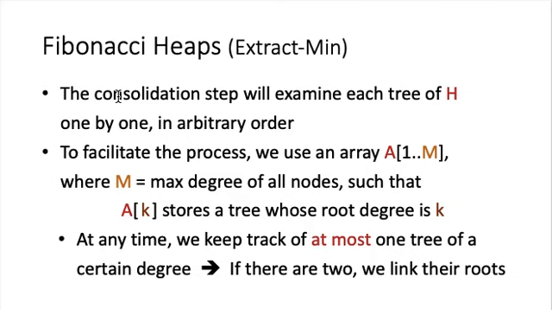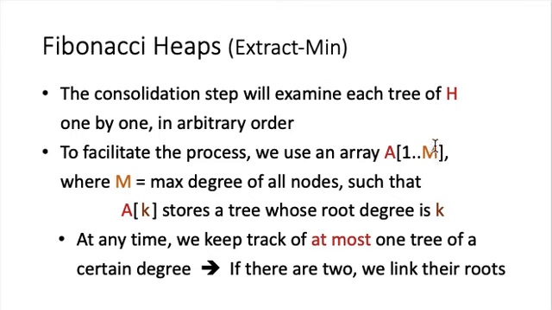Now let us revisit this again. So these are some key points. First of all, the consolidation step will examine each tree one by one and in arbitrary order. Okay, so in any order. But to facilitate this process, we will construct an array A of size 1..m, where m is the maximum degree of all nodes. So this is like 1.4405 times log n.